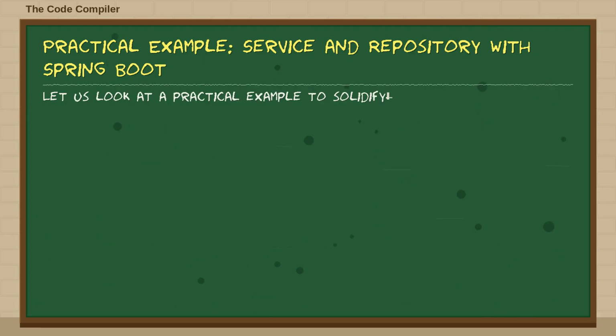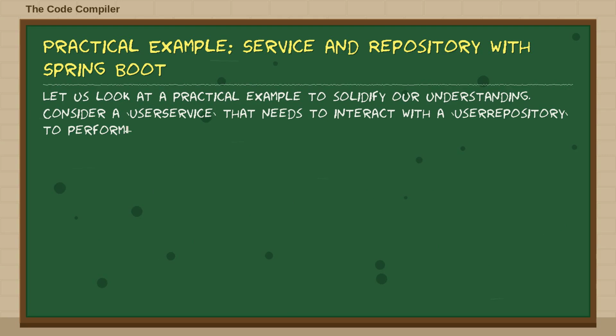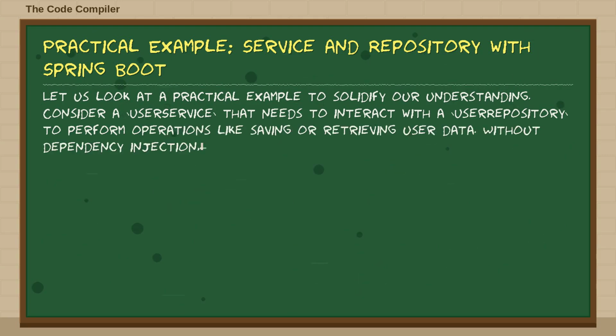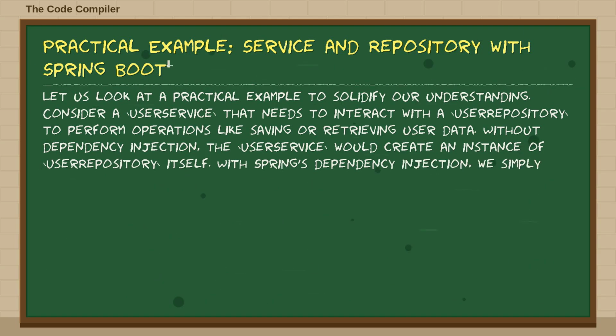Consider a user service that needs to interact with a user repository to perform operations like saving or retrieving user data. Without dependency injection, the user service would create an instance of user repository itself. With Spring's dependency injection, we simply declare the user repository as a dependency in the user service's constructor.